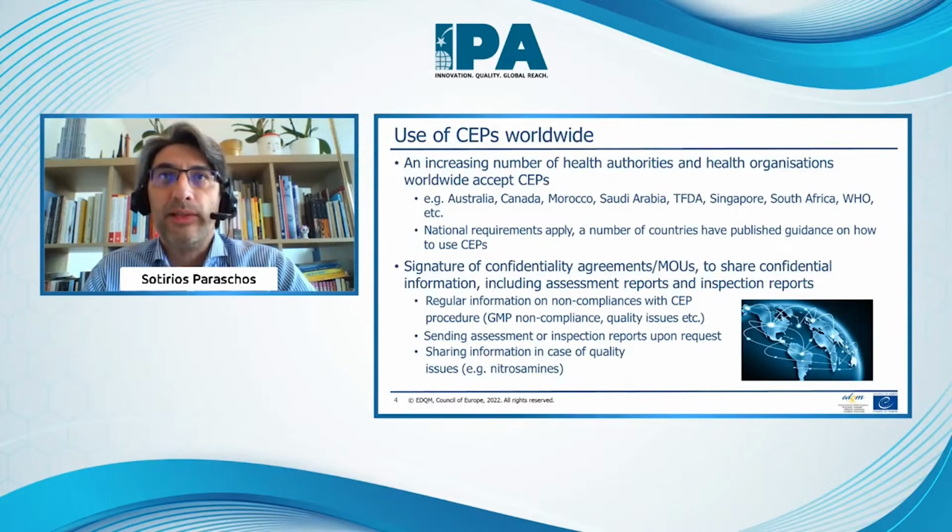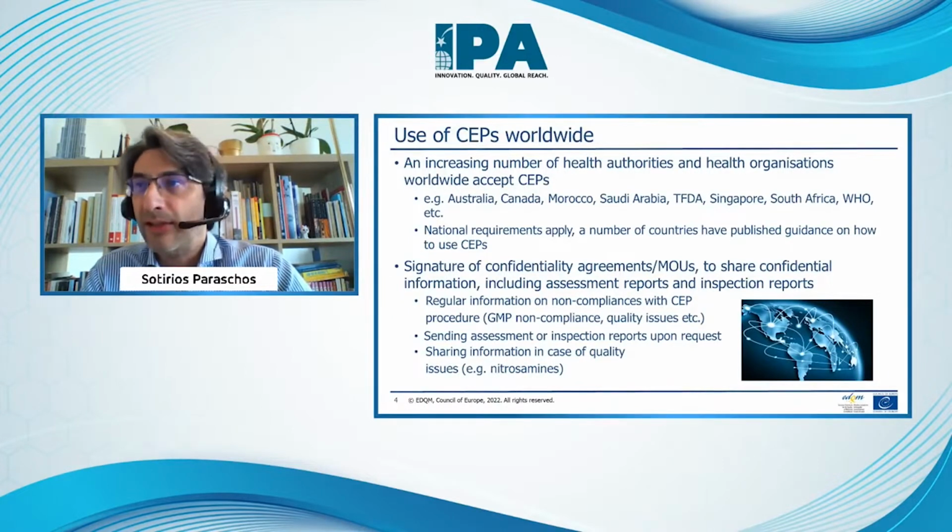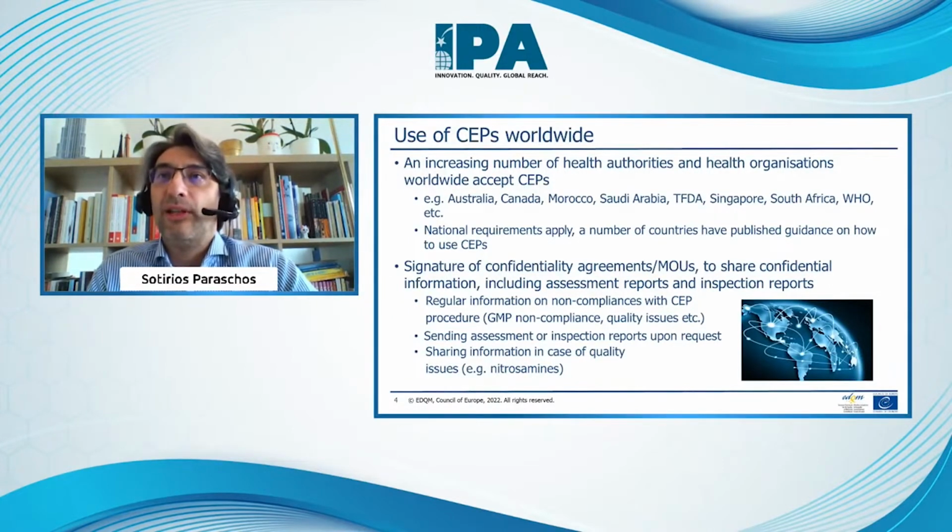Some of the countries, of course, have published guidances on how to use CPs, always in line with their national requirements. So this global use of the CEPs also includes the signing of confidentiality agreements with these authorities, which allow sharing confidential information such as assessment and inspection reports. So in the frame of this cooperation, regular information of non-compliances with the CP procedure is provided to our partners, either GMP non-compliances or quality issues. Also, assessment or inspection reports can be shared with these authorities upon request, and any information in case of quality issues, such as the famous nitrosamines issues, is also done.